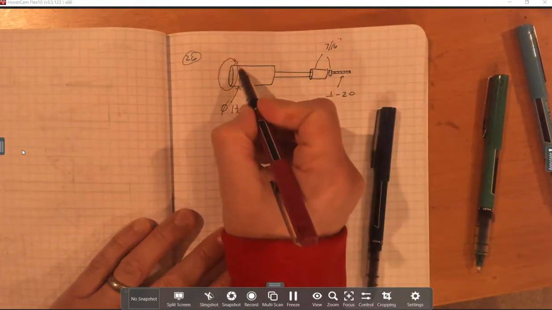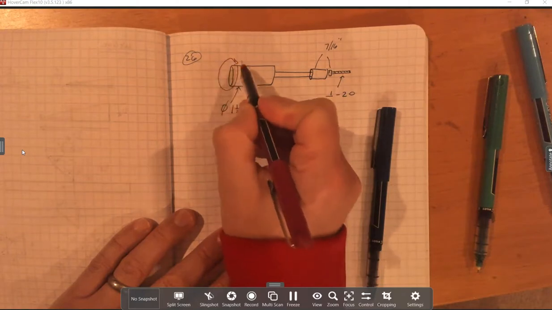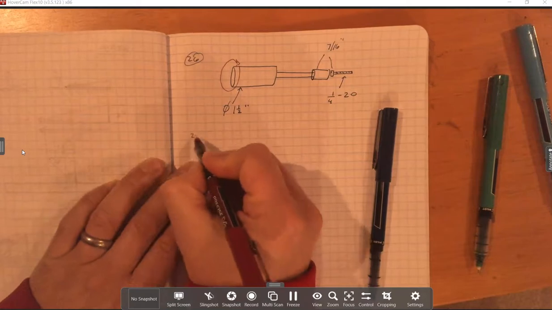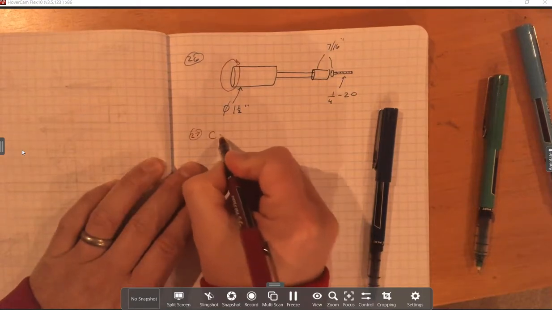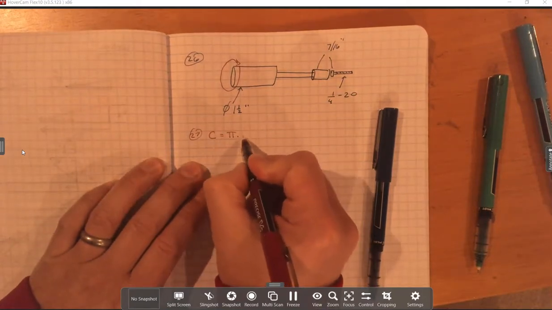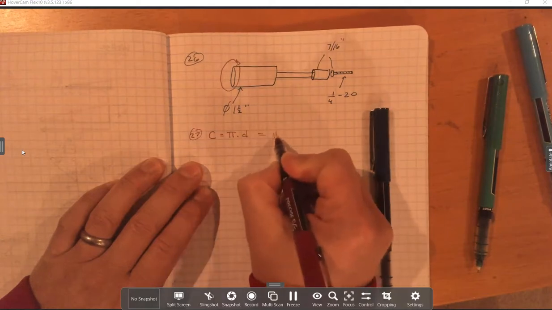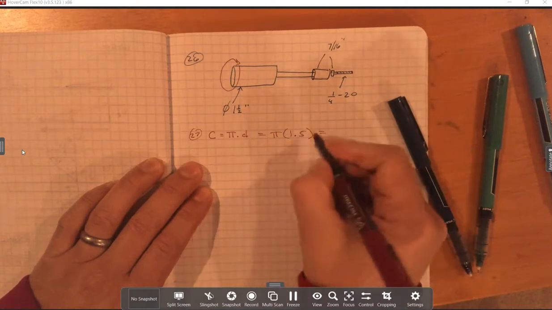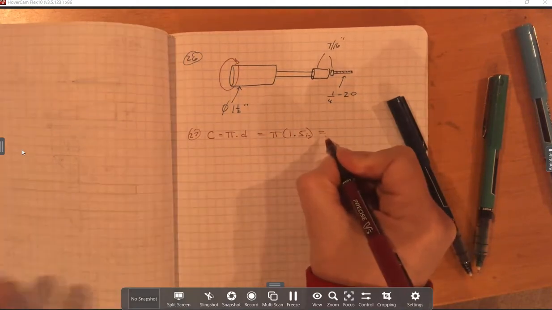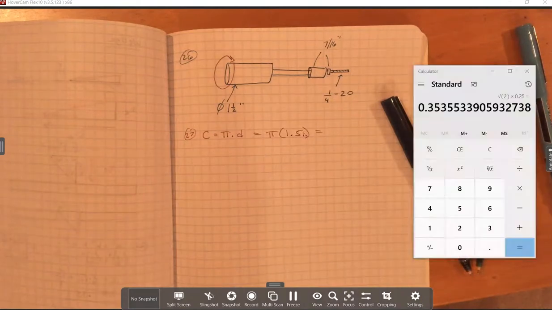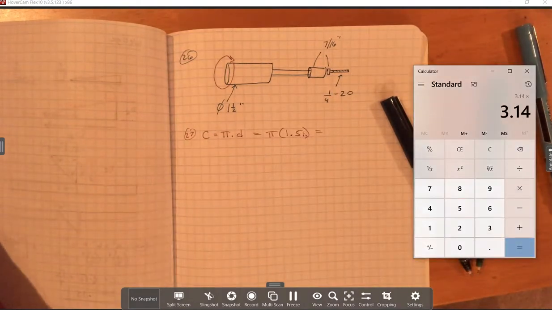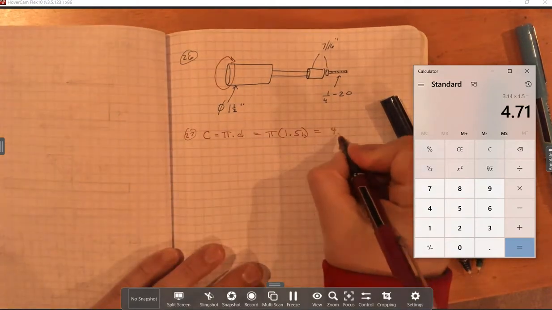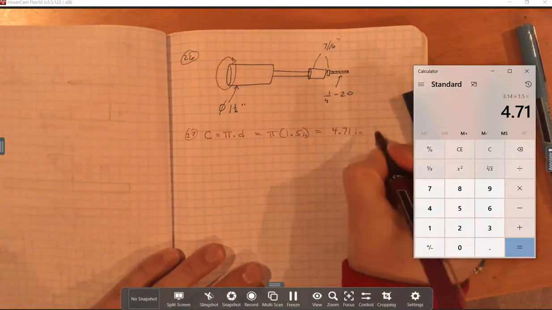So what they want to know is what is the linear distance traveled with our effort with our fingers when we make one circle. So 27 is simply asking for a circumference. Circumference being pi times diameter. So in this problem it's pi times 1.5. That 1.5 was in inches, right? So what is pi estimated at 3.14 times 1.5? 4.71 inches. All right.